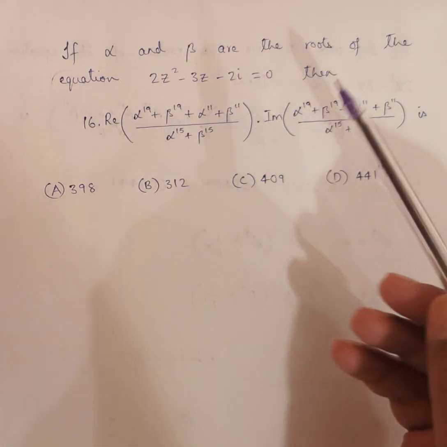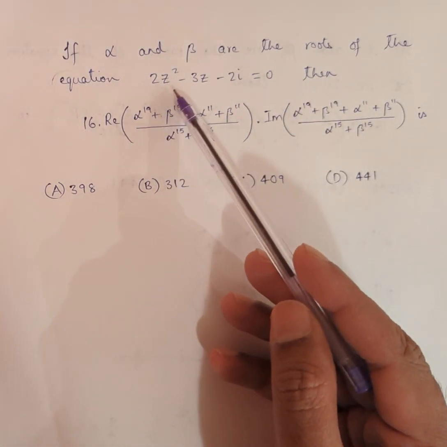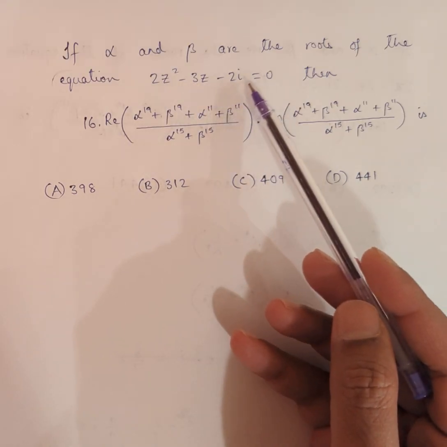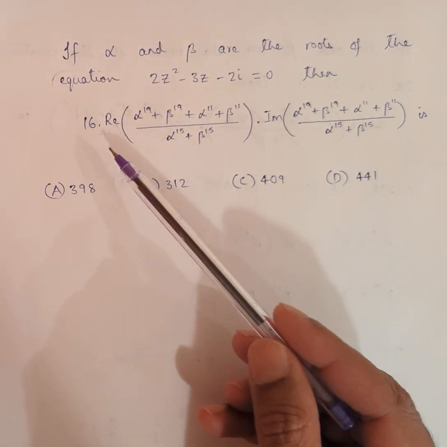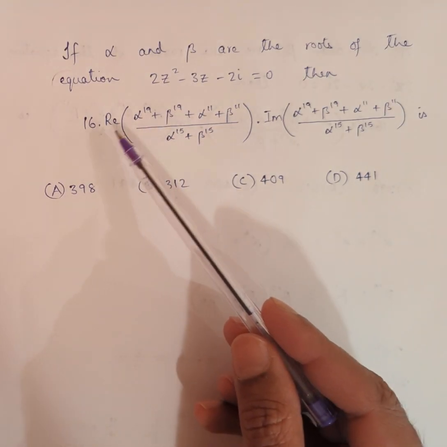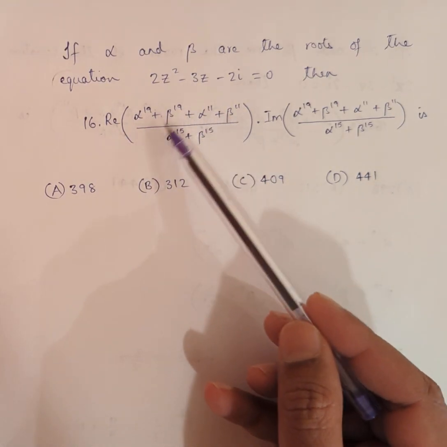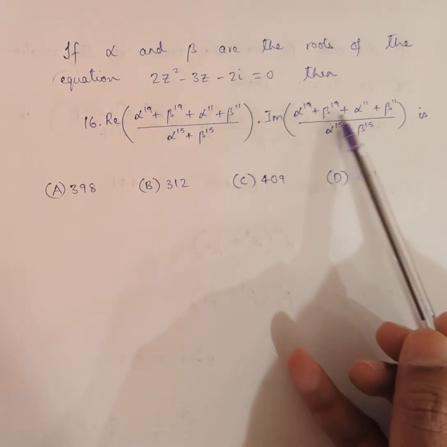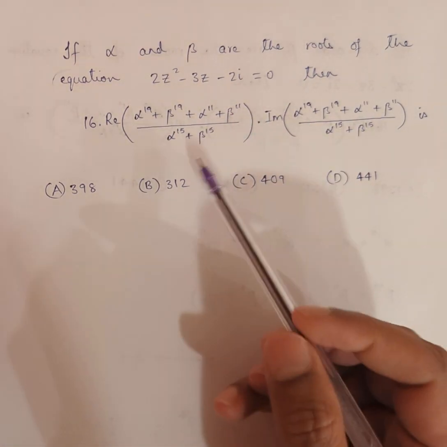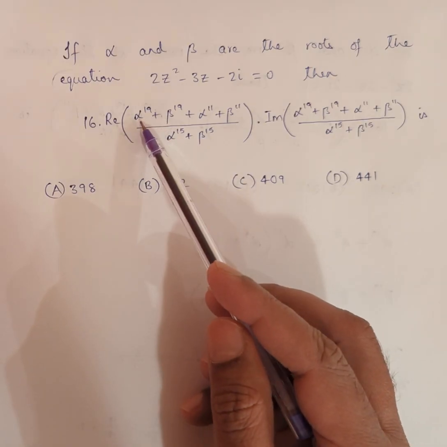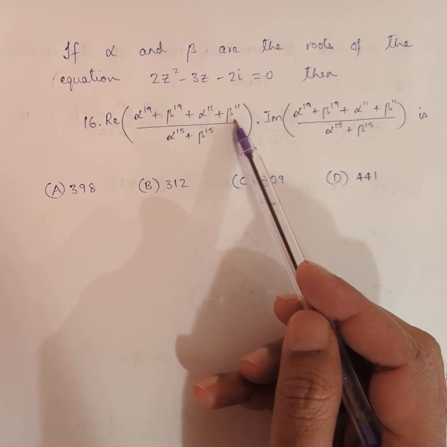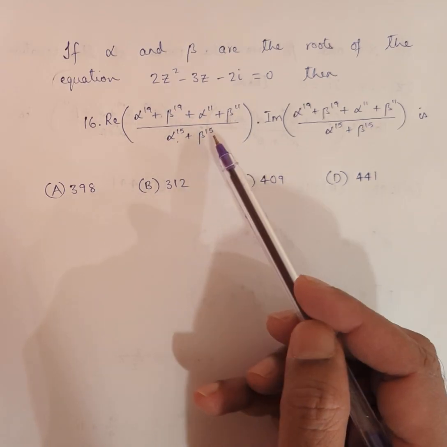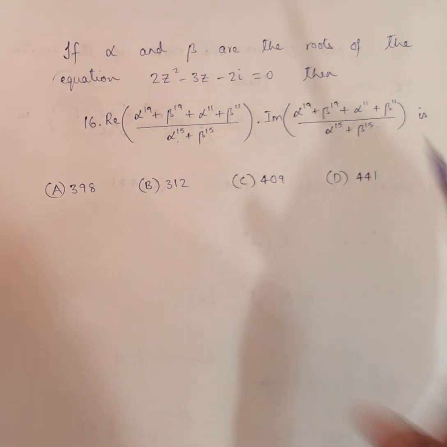If alpha and beta are the roots of the equation 2z squared minus 3z minus 2i equals 0, then we have to evaluate this expression: 16 times the real part of this expression times the imaginary part of that expression. Now notice that it's the same quantity, alpha to the 19 plus beta to the 19 plus alpha to the 11 plus beta to the 11 over alpha to the 15 plus beta to the 15.